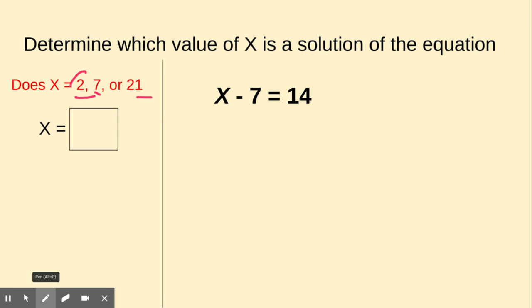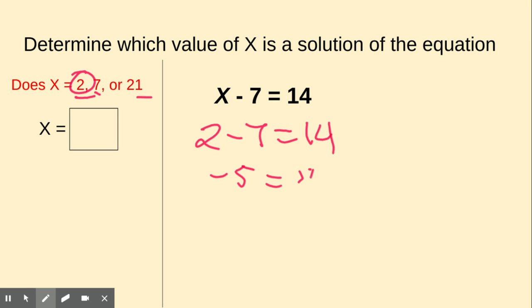All right, so let's try 2. Plug in 2 for x. 2 minus 7 equals 14. 2 minus 7 is negative 5. Is negative 5 equal to 14? No, it's not. So we know that 2 is not what x equals.